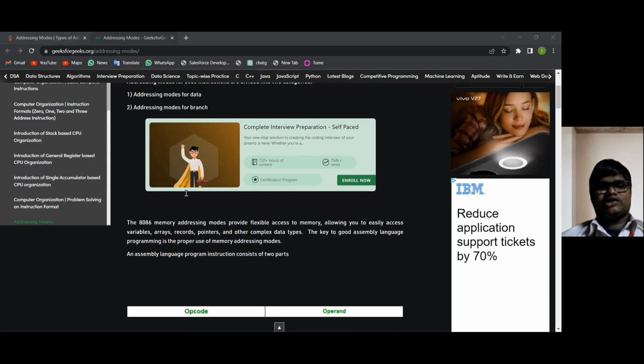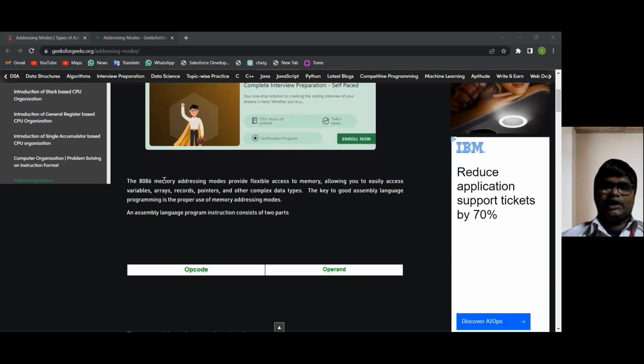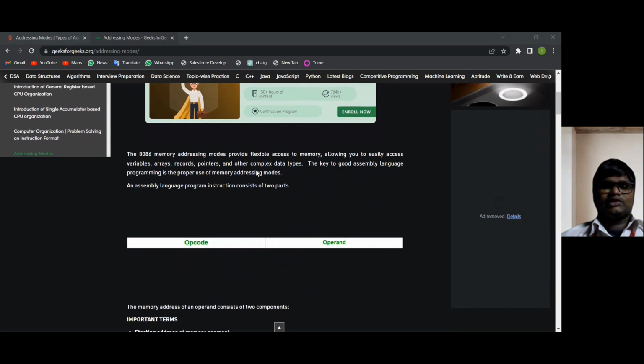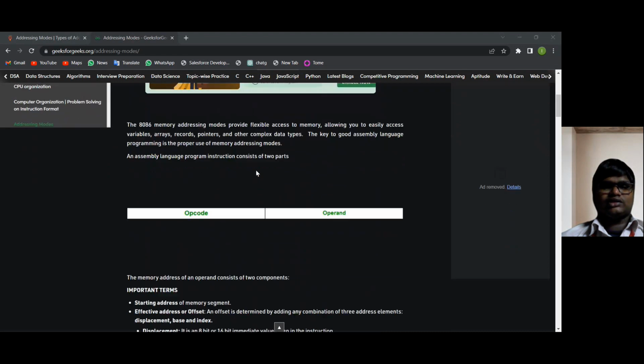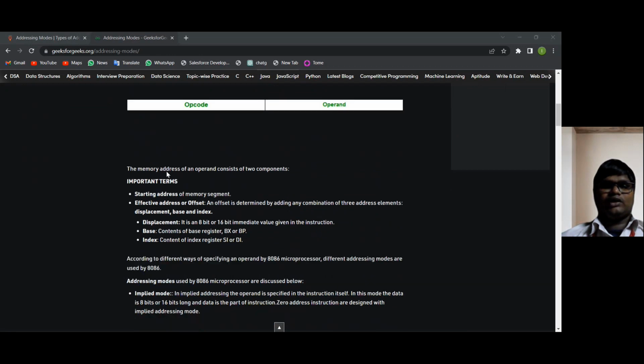The 8086 memory addressing modes provide flexible access to memory, allowing you to easily access variables, arrays, records, and other complex types. The key to a good assembly language program is the proper usage of memory addressing modes. An assembly language instruction consists of two parts: opcode and operand. The memory address of an operand consists of two components: the starting address of a memory segment, and the effective address or offset. An offset is determined by adding a combination of three address elements: displacement, base, and index.